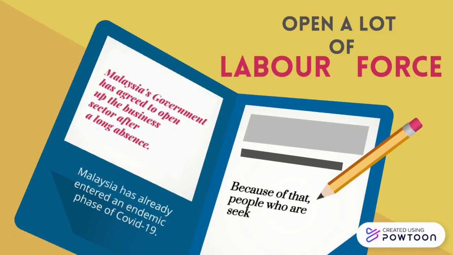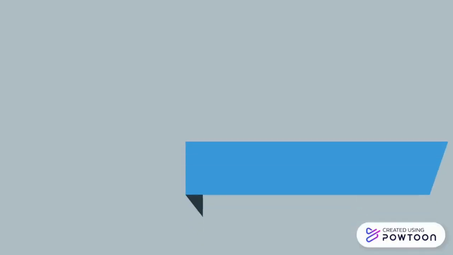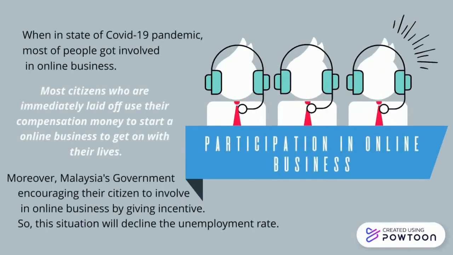Malaysia's government has agreed to open up the business sector after a long absence. Malaysia has already entered an endemic phase of COVID-19. Because of that, people who are seeking a job can start looking for it. Third, participation in online business. During the COVID-19 pandemic, most people got involved in online business. Most citizens who were laid off used their compensation money to start online businesses to get on with their lives. Moreover, the Malaysian government encourages its citizens to get involved in online business by giving incentives.